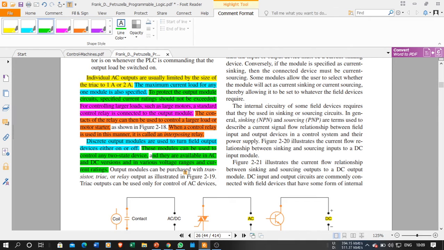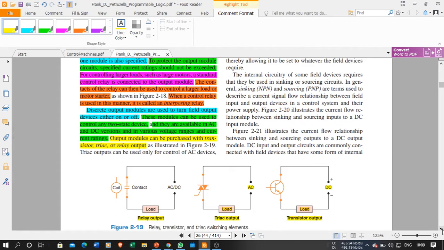Output modules can be purchased with transistor. So if you want to use the output module, it may be transistor based, it may be triac based, or it may be relay based. So these three types of output module which are commonly used in the industries are shown over here. So this is my relay based output module.